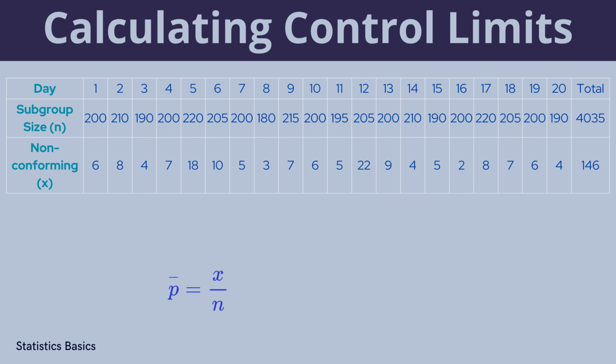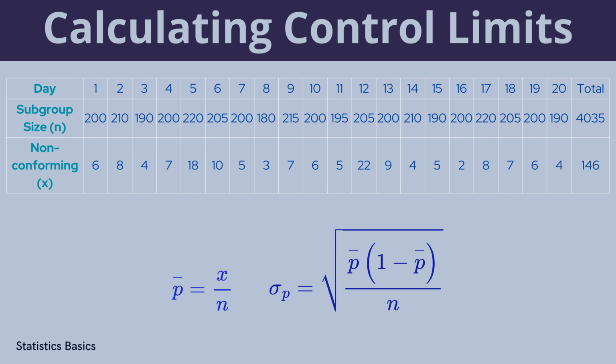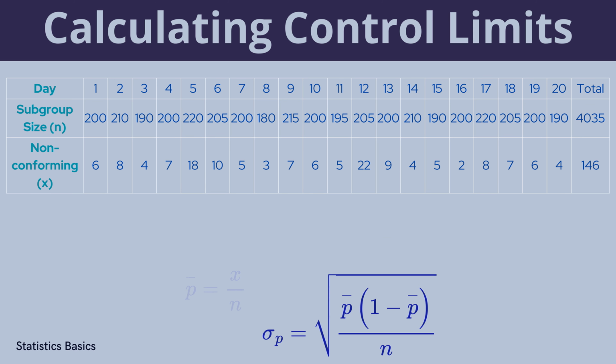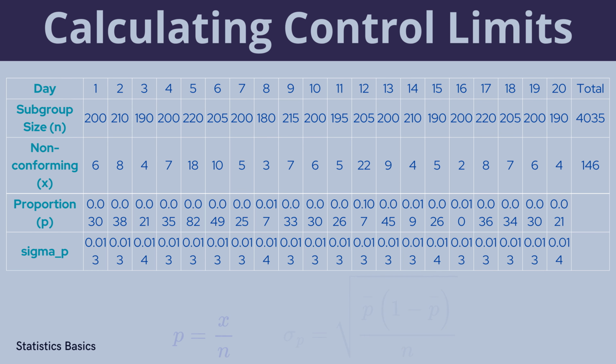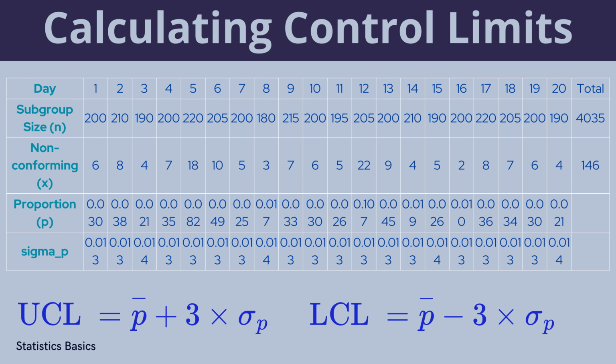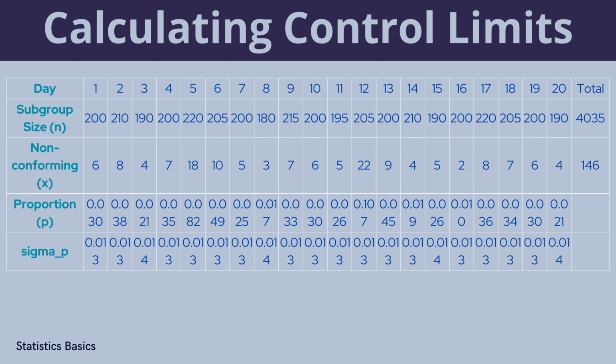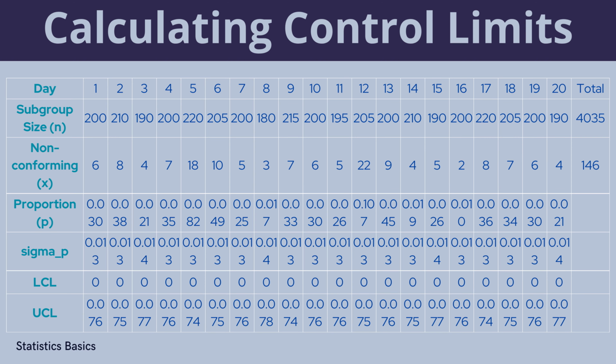Next, we calculate the sample proportions and the standard error of those proportions for each subgroup using this formula. Because our subgroup sizes vary, this standard deviation, and consequently our control limits, will be calculated specifically for each day's inspection size. Finally, the 3 sigma control limits for each subgroup are determined using these formulas. Since proportions cannot be negative, any calculated lower control limit that results in a negative value is set to 0.